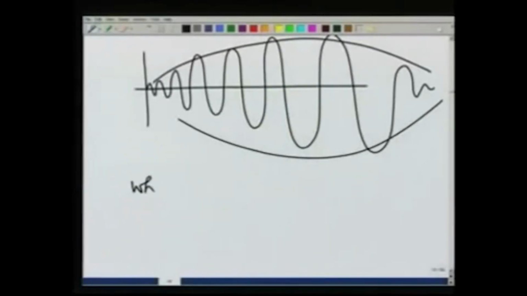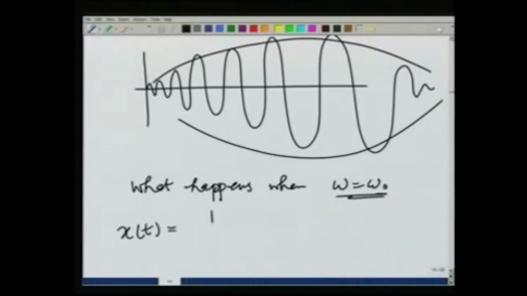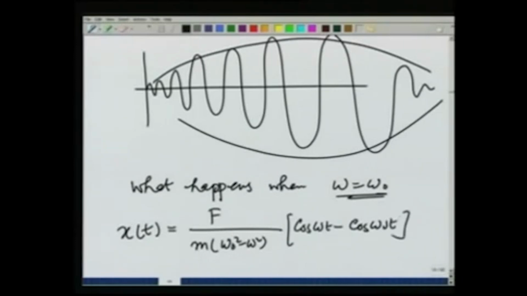What would be a very interesting question to ask now is, what happens when omega equals omega 0? Recall that the solution is x t equals f over m times omega 0 square minus omega square, times cosine of omega t minus cosine of omega 0 t. I cannot substitute omega equals omega 0 directly here, because when I divided I assumed omega and omega 0 were not equal. So, I take the limit omega going to omega 0.